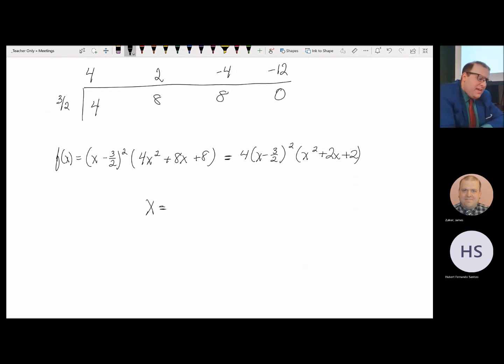Right, quadratic, negative b plus or minus the square root of b squared minus 4ac all over 2a. Negative 2 plus or minus the square root of negative 4 all over 2, which equals negative 1 plus or minus i.